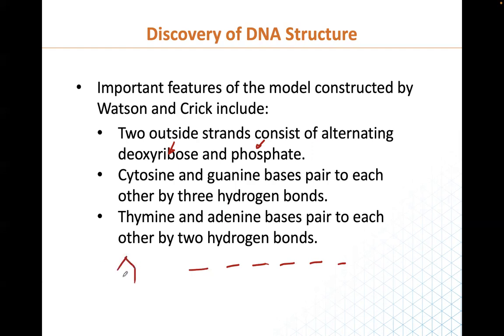The deoxyribose is a five-sided sugar. You have it connecting with the phosphate, then connecting with another sugar and another phosphate. This is what makes up the backbone. The inside is made up of the nucleotide bases: cytosine, guanine, thymine, and adenine. They are paired like that: cytosine with guanine, thymine with adenine.